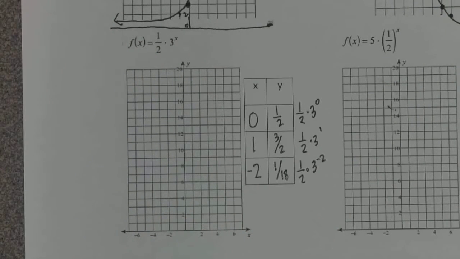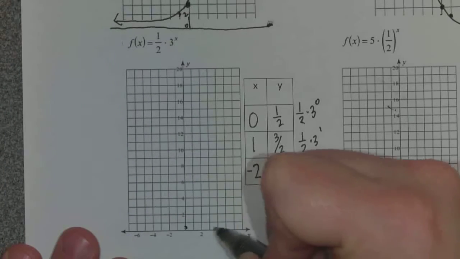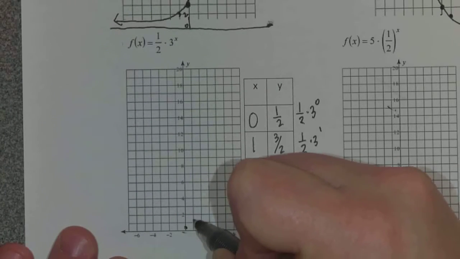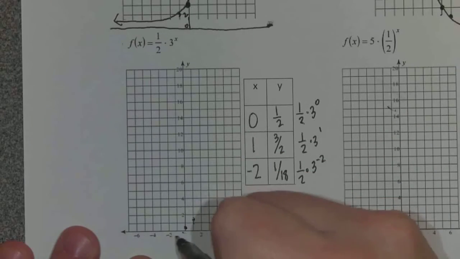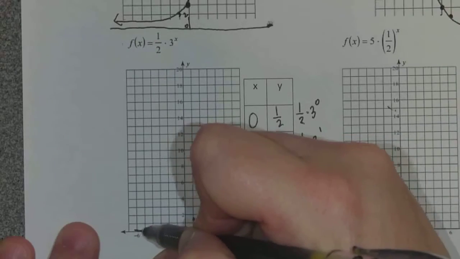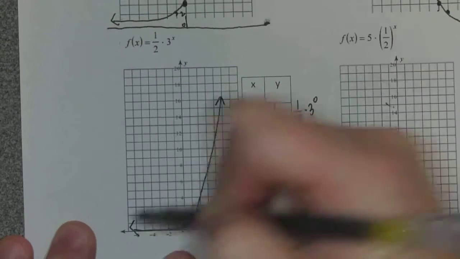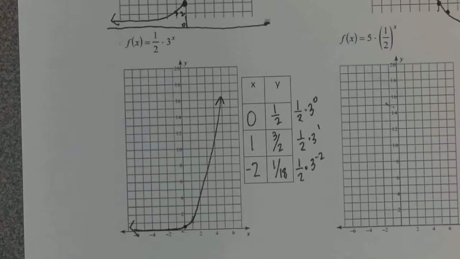Now this doesn't look like it's going to give me a very good idea of where I'm going, because if I'm at 0 and I'm up 1/2, and I'm over at 1 and I'm up 3/2, and then I'm over at -2 and I'm barely off, it's really hard to see what I'm doing. But knowing what exponential functions look like, I know that I'm going to be growing up over here like this rather quickly, so I have a good idea of where to sketch.